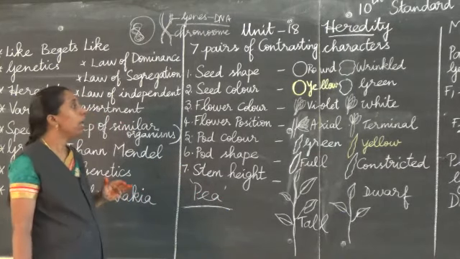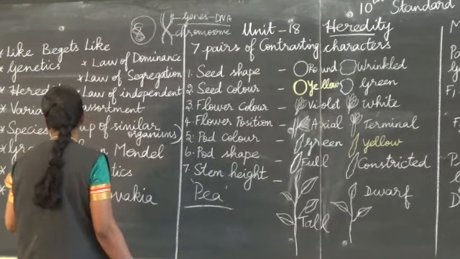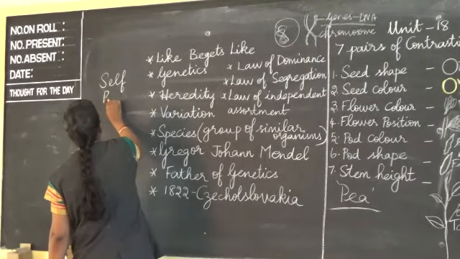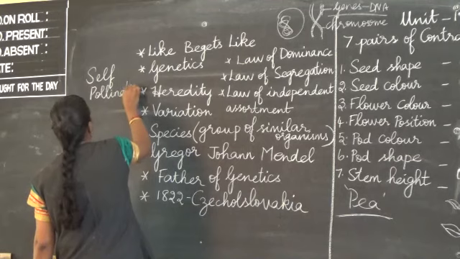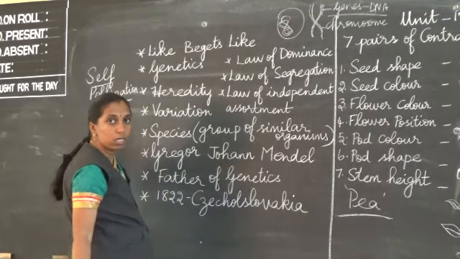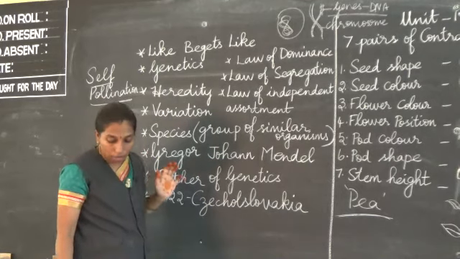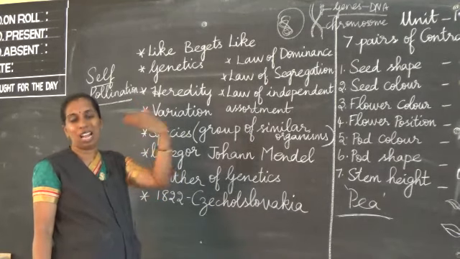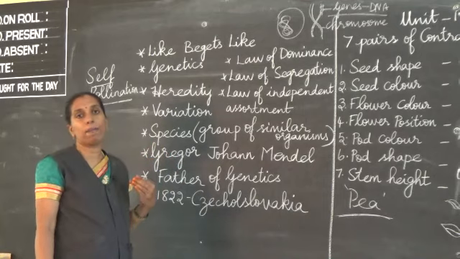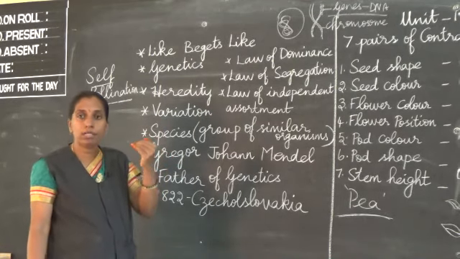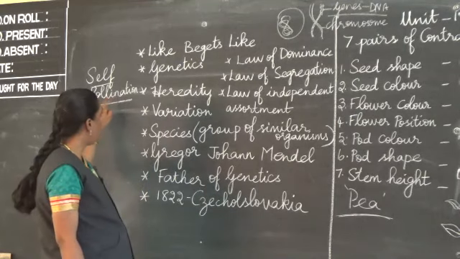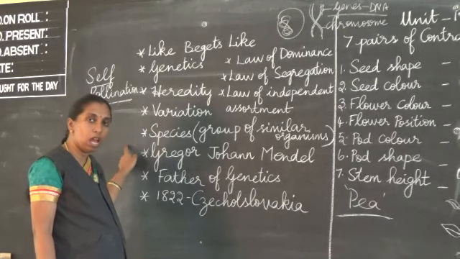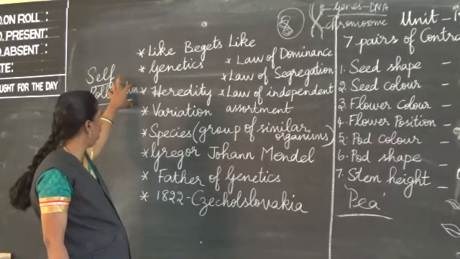The first one is, it is a self-pollinating plant. First, we will understand what is self-pollination. What is pollination? Transfer of pollen grains from anther to stigma. Let me recollect what is anther and stigma. Anther is the male part of the flower, whereas the stigma is the female part of the flower. So pollination means transfer of pollen grains from anther to stigma.